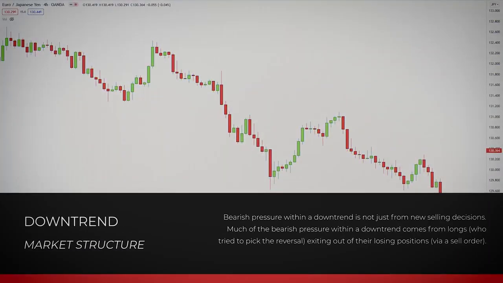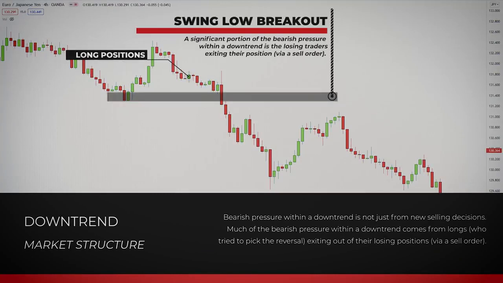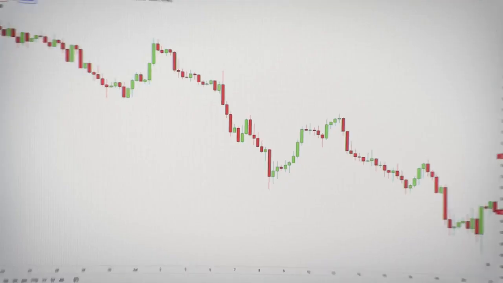Also remember that the bearish pressure within a downtrend is not just from new selling decisions. Much of the bearish pressure within a downtrend comes from longs who tried to trade the reversal, exiting out their losing positions via a sell order.